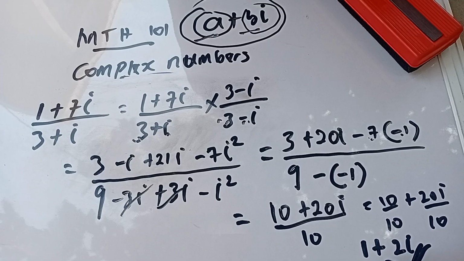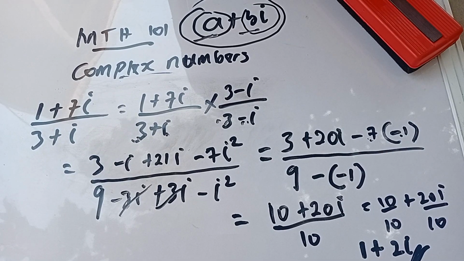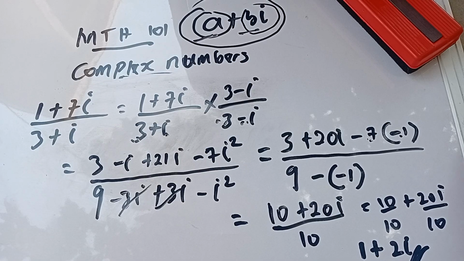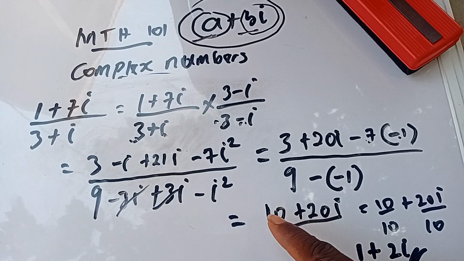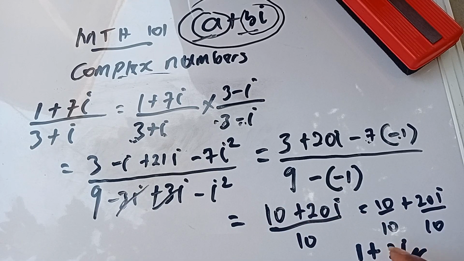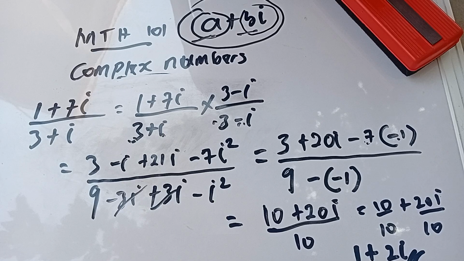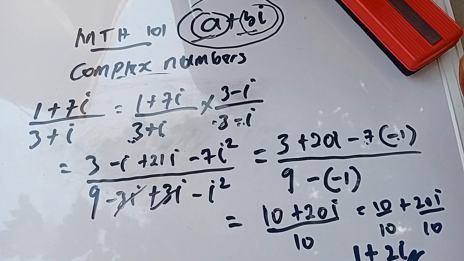So the real part now is the 1, while the imaginary part is the 2i. So that's that for that. Now let's treat another question. You can split this 10 into each denominator. That's what I did here. Then you get this. But always know that your i square equals -1. I've shown us that in the beginning of the video.